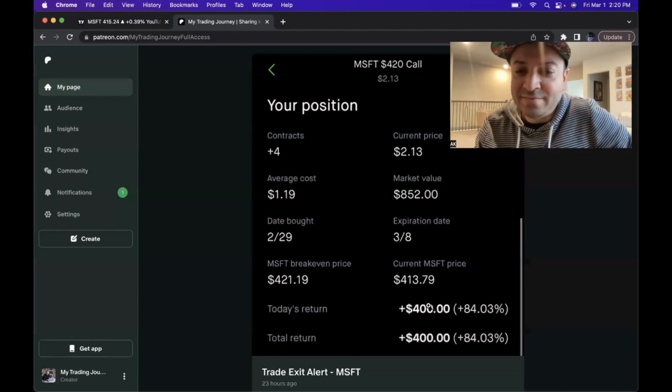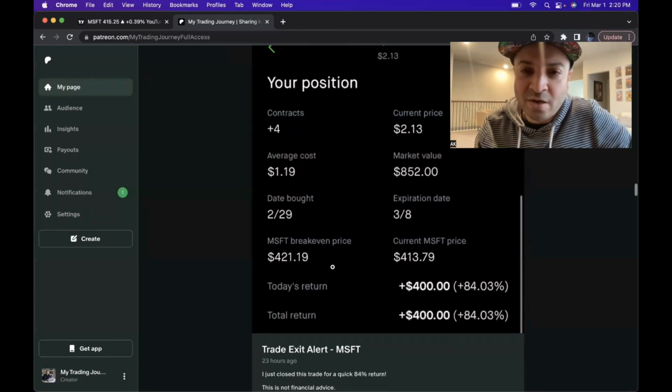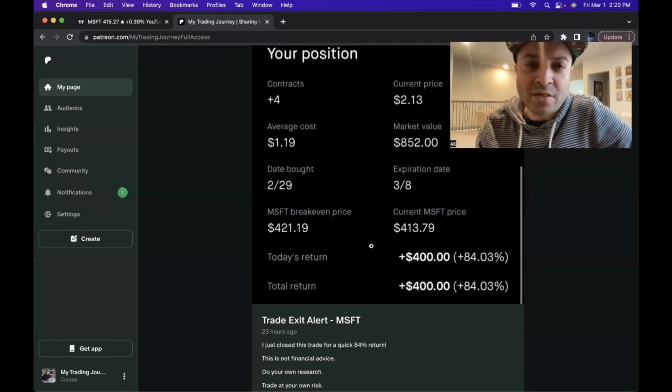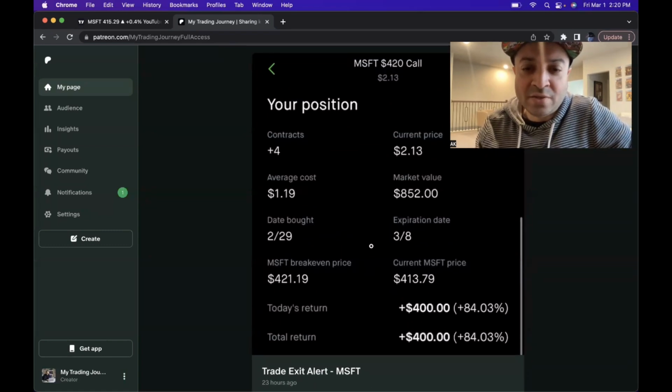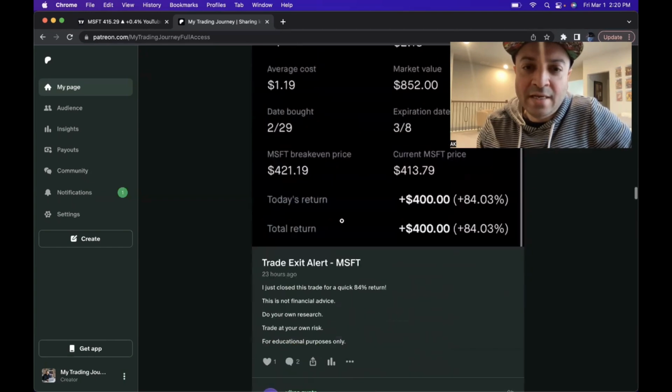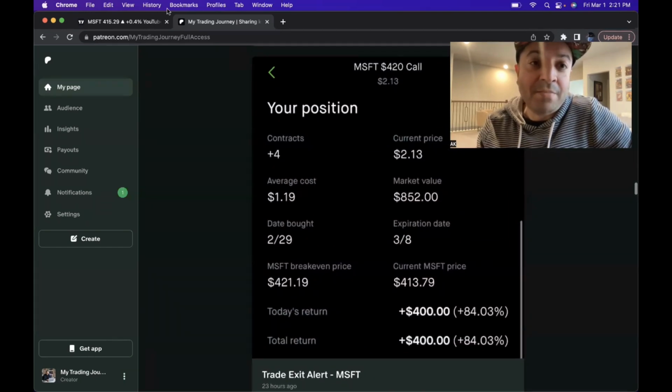I took my profit, gave me an 84% return, $400 profit with roughly around $200 at risk, which was great. So it was almost a 2-to-1 reward to risk because I think I had around 220 or something at risk. Worked out great. I had posted when I got in and then also when I got out in my Patreon.